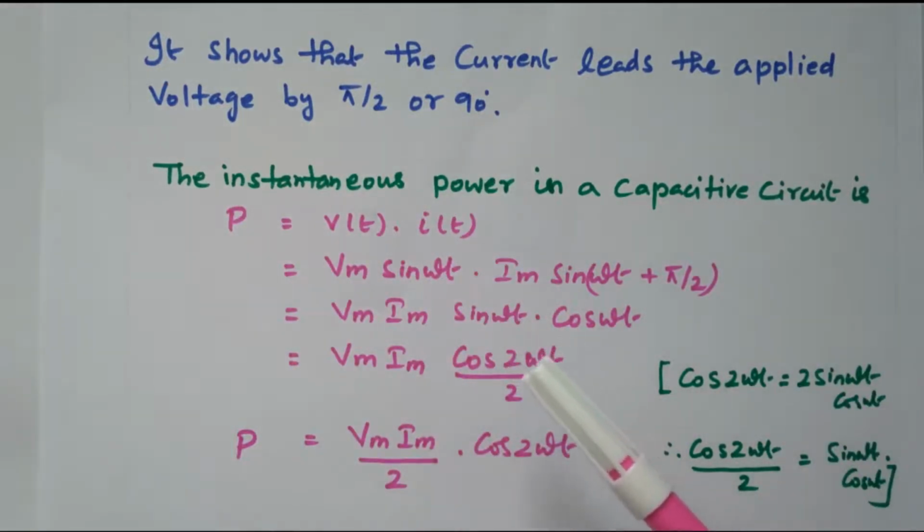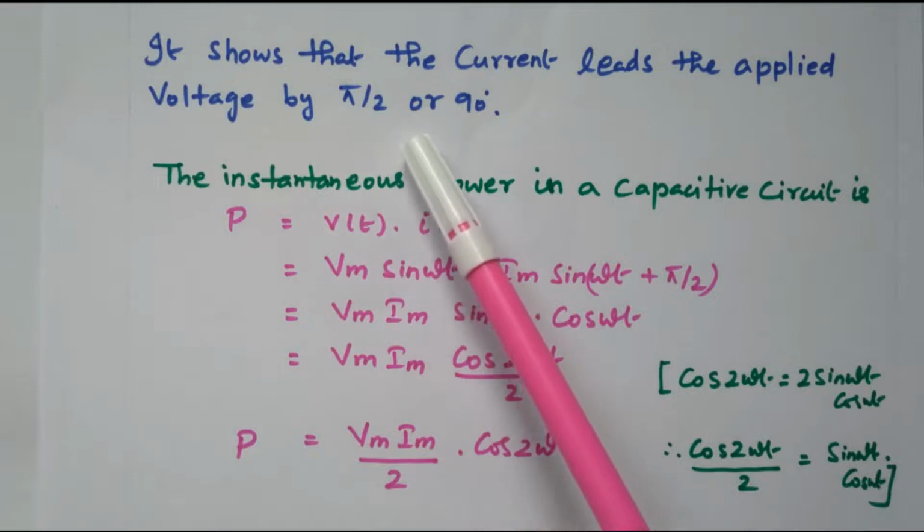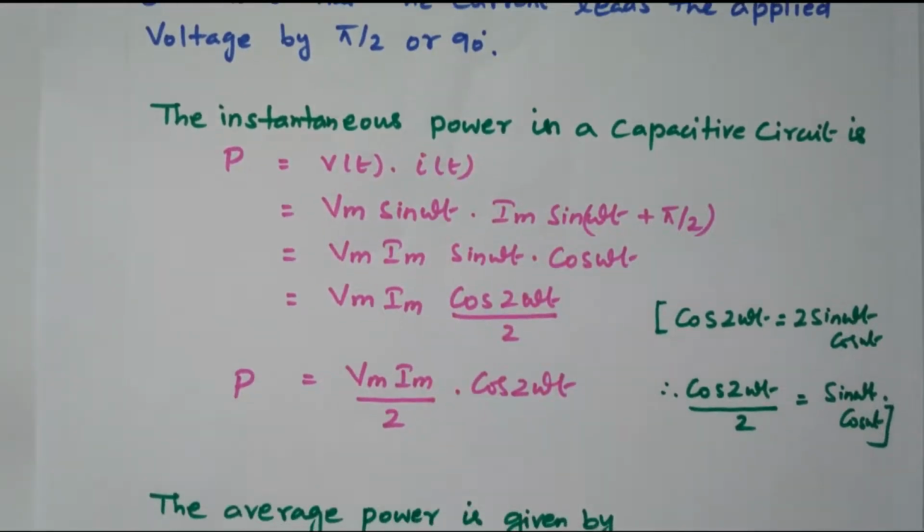So that shows that the current leads the applied voltage by pi by 2 or 90 degrees. That is the waveform we already discussed. The current starts before the voltage by 90 degrees. So now, by equation, we have clearly identified that current is leading the voltage by 90 degrees. Now we'll go for the instantaneous power. Instantaneous power means power at a given time.